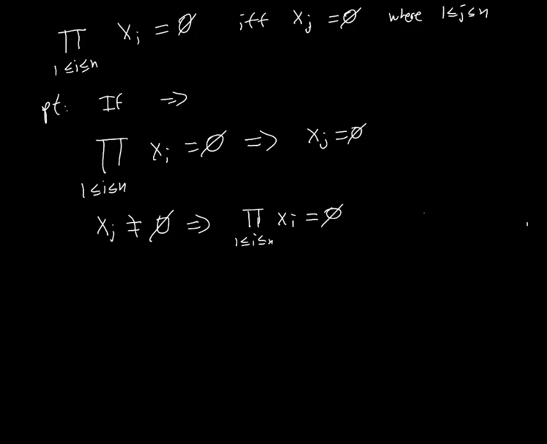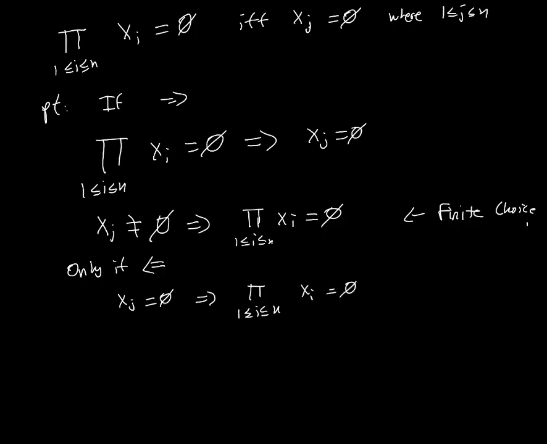And this is finite choice. Finite choice is proved by using the lemma of single choice and induction. So that's the if done. For the only if, we get if x_j is equal to the empty set, then the product for 1 less than or equal to i less than or equal to n of x_i's is equal to the empty set.